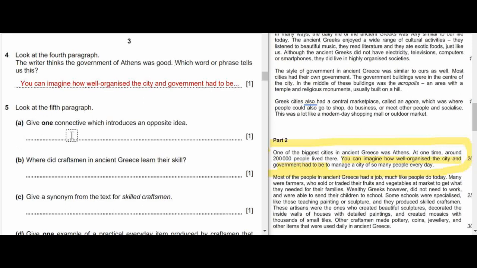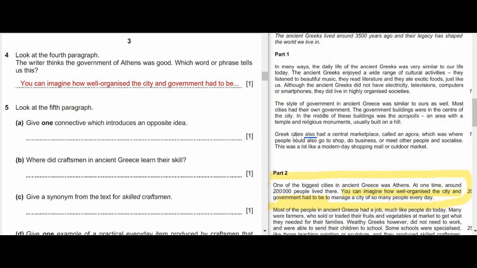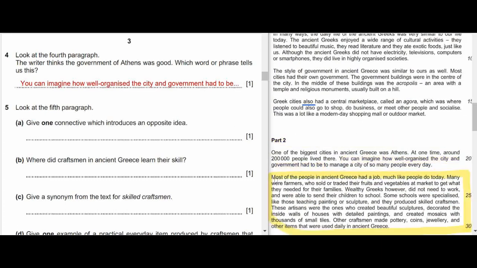Look at the fifth paragraph. Give one connective which introduces an opposite idea. Let's circle the fifth paragraph. We've got 10 seconds to find one connective which introduces an opposite idea. If you have not finished, you may pause this video, if you still need more time.